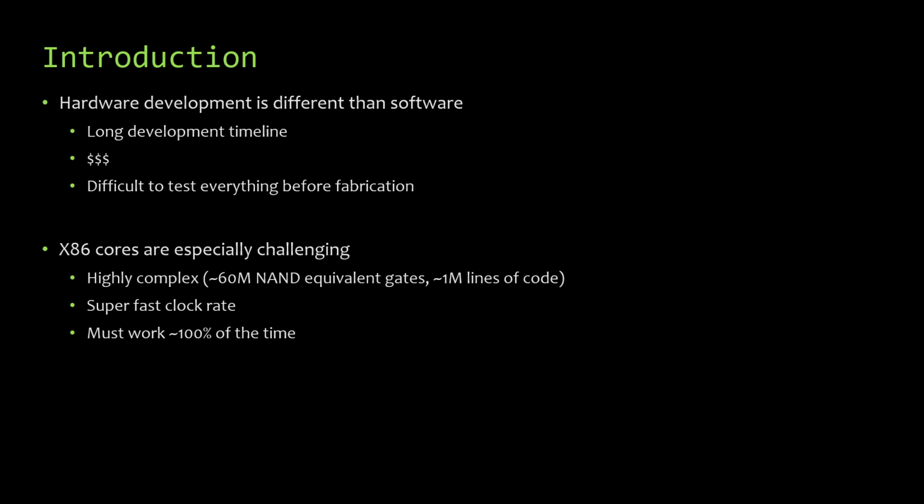x86 CPUs are especially challenging, in part because of the complexity. A modern high-performance chip can easily be around 60 million NAND gates, and the RTL code, as it's called, which is typically in a language like Verilog or VHDL, can easily reach 1 million lines. x86 cores also run just ridiculously fast. It's almost hard to fathom: a 3 gigahertz CPU runs at 3 billion cycles a second. It's very difficult, and we'll see how that plays in a minute.